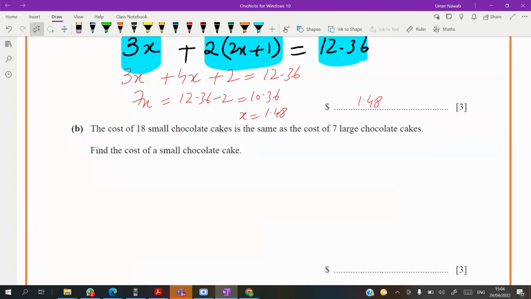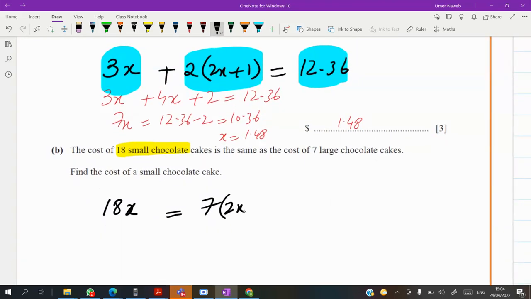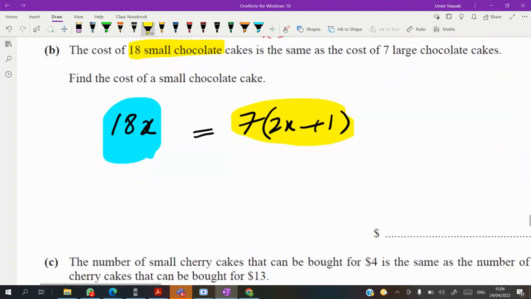Now the B part is 18 small chocolate cakes. The price of one small cake is x, so 18x will be the price of 18 chocolate cakes. He said the price is the same as the cost for the seven large cakes. So the price of one large cake is 2x plus 1. Look, the price of 18 small cakes is the same as the price of 7 large cakes.